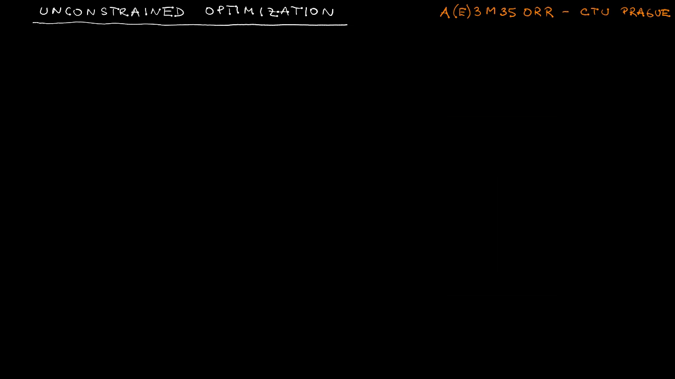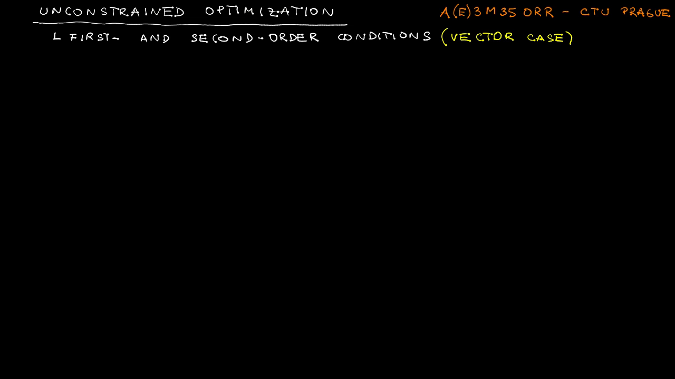Hi, welcome to another lecture within a course on optimal and robust control given at Czech Technical University in Prague. This is a continuation of our introduction into unconstrained optimization. In particular, we are going to extend our first and second order conditions of optimality from the scalar case to the vector case.